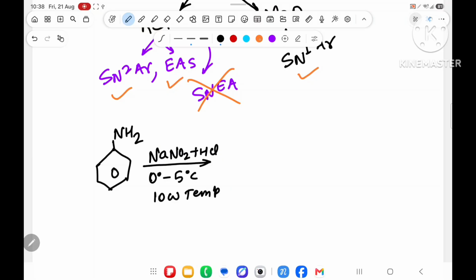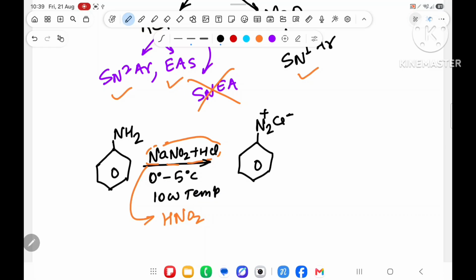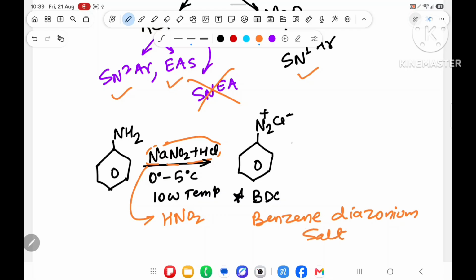In presence of NaNO2 plus HCl, sometimes they will write HNO2 also, so don't get confused. They will give this. This will convert this into benzene diazonium salt, N2+ Cl-. This is known as BDC. BDC means, sir, benzene diazonium salt. Then benzene diazonium salt will do like this.